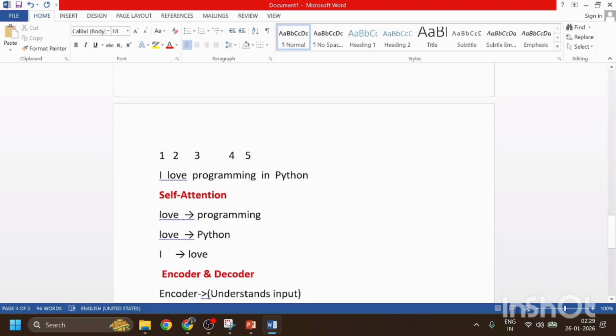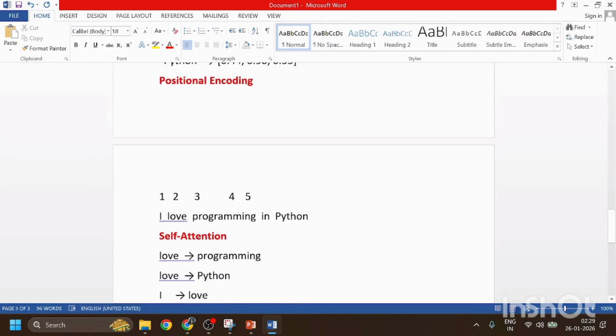Here we can see positional encoding means we give a position to each word: I is at position 1, love at position 2, and programming, what is the position of programming? 3. The position of in is 4, and the position of Python is 5. The transformer reads all the words at the same time, so it understands the word order. Positional encoding means the transformer understands the order of the words.